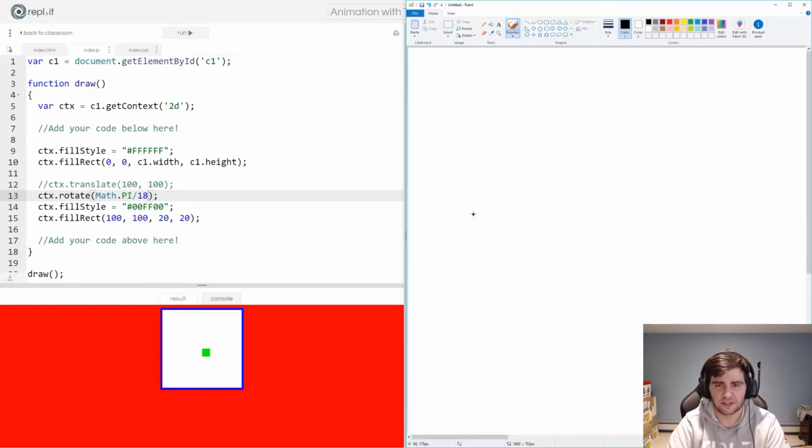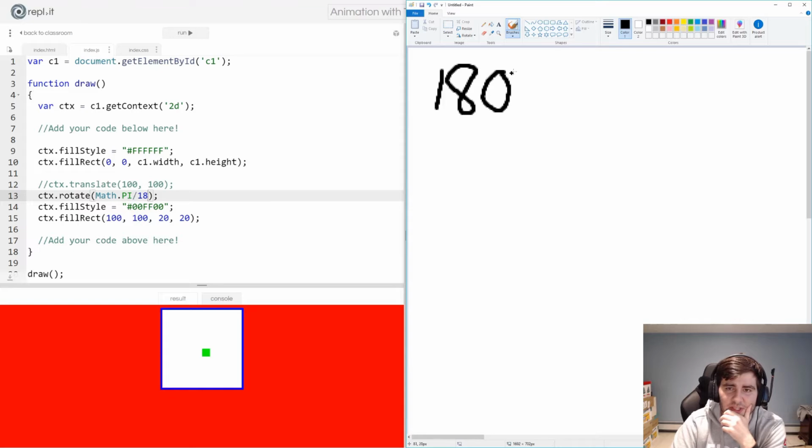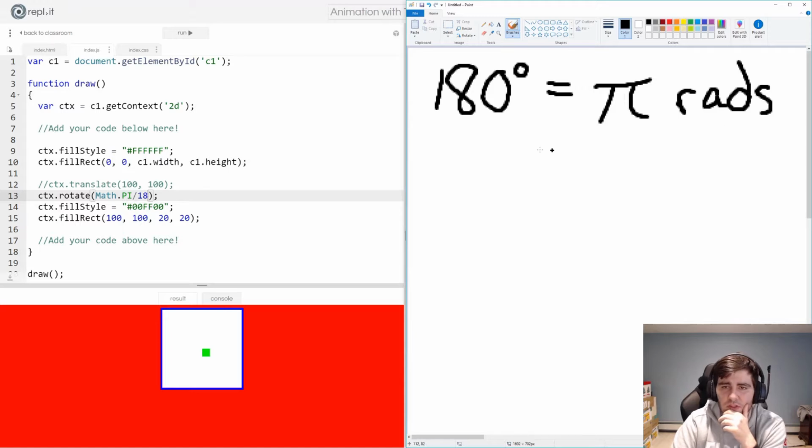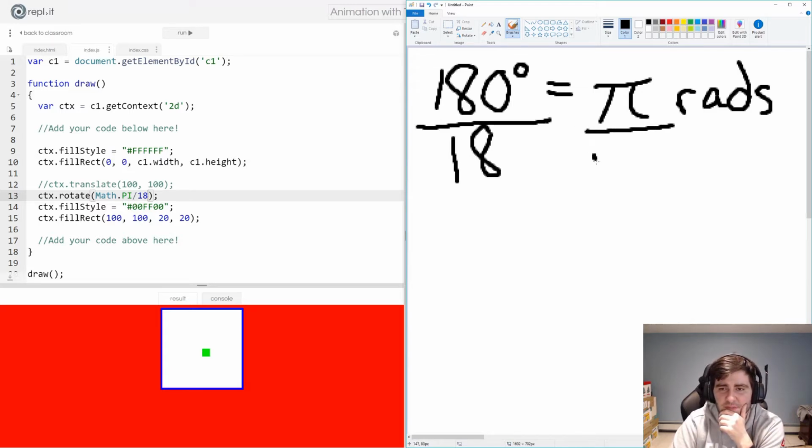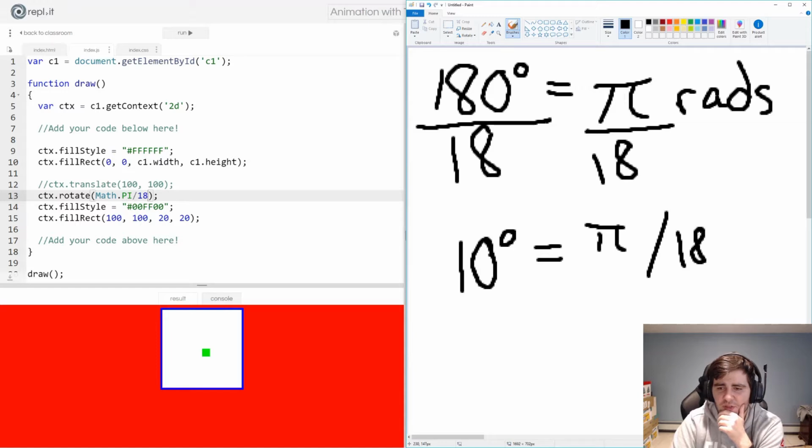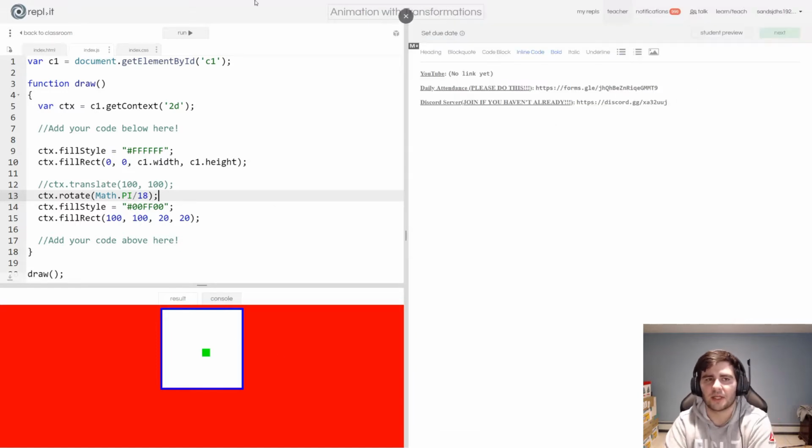And just in case you don't trust me there, we said that 180 degrees is equal to pi radians, right? So if this is math.pi in JavaScript, this is you just write it as pi. If we divide both sides by 18, 18 divides out to 10 over here, so this would be 10 degrees is equal to pi divided by 18. So that's why I did this. I just wanted to rotate it by 10 degrees.